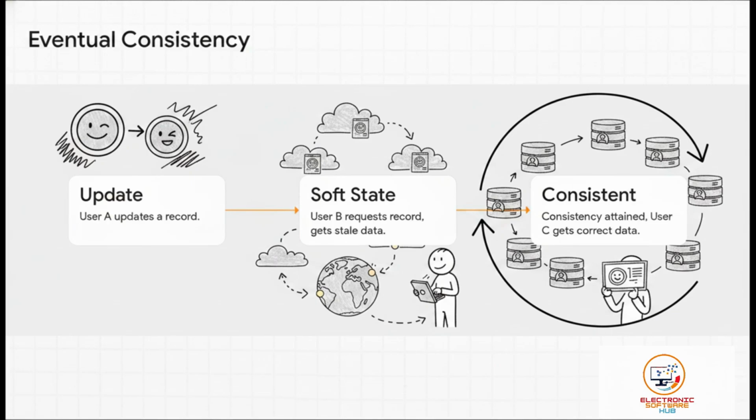Which naturally brings us right to eventual consistency. The system isn't going to stay out of sync forever. Think of it like swapping out your profile pic on a massive app. You update the picture, your friend looks at your profile a second later and still sees the old picture. That's the soft state in action, pulling from a server that hasn't caught up yet. But eventually, that change ripples across all the global nodes. Consistency is attained, and another friend who checks a few minutes later gets the fully updated picture.